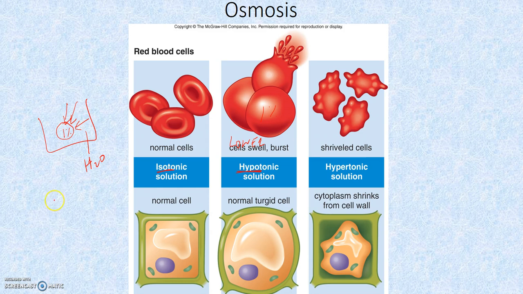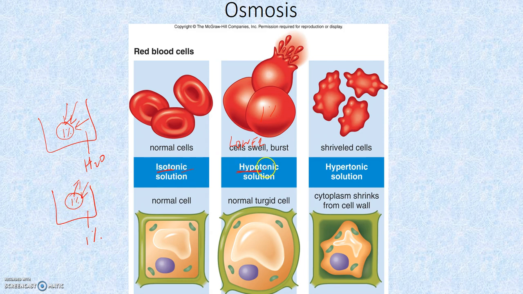Iso means same. I'm taking my RBC and I'm putting it in 1% salt concentration. So inside is 1%, outside is 1%. Water is going to go out, water is going to enter, the same amount of water is entering and leaving. So the cell size will remain the same. This is iso. Iso means same. Tonicity means concentration. So in an isotonic concentration, the cell size will remain the same.